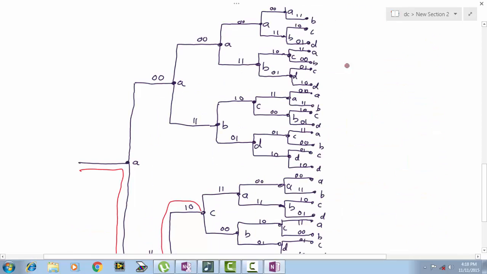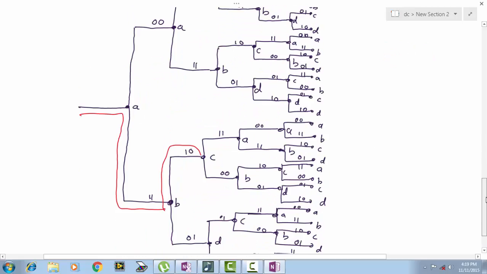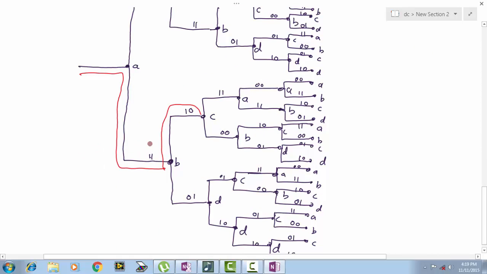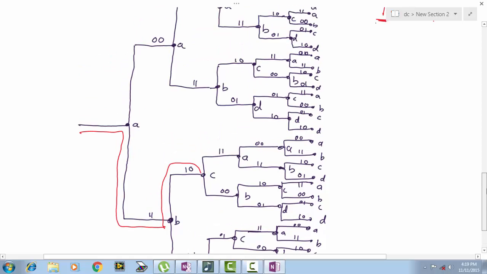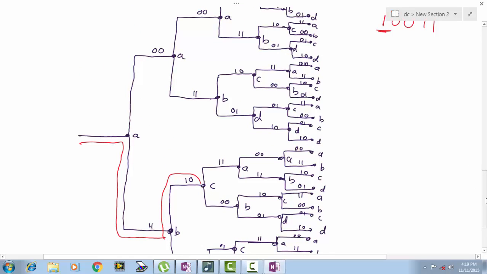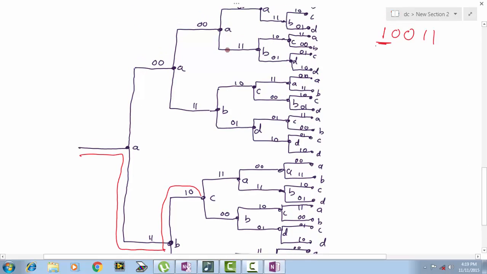So the message sequence is 1 0 0 1 1. For the first bit we have taken the lower branch. The corresponding output is 1 1. Next bit is 0. We have taken the upper branch, so the output is 1 0. So for the first bit the output is 1 1, second bit output is 1 0. Now the third bit is 0.